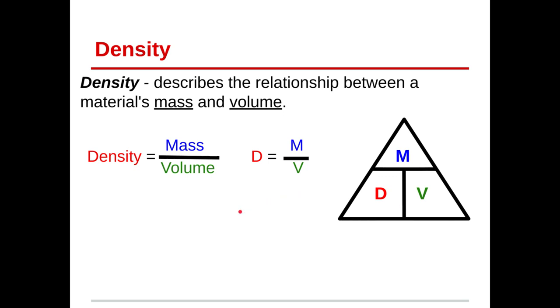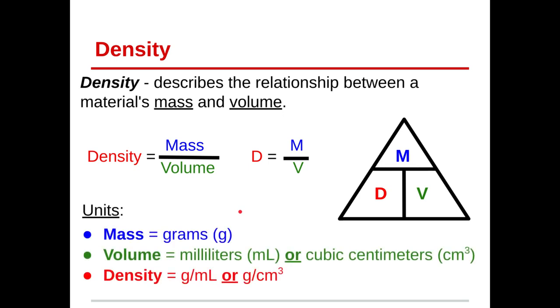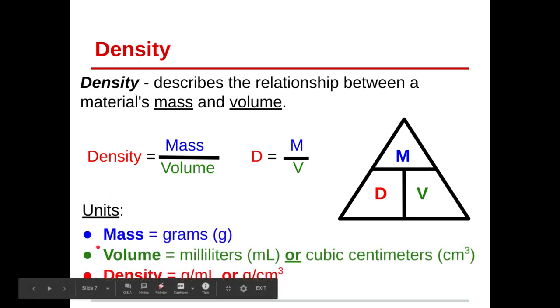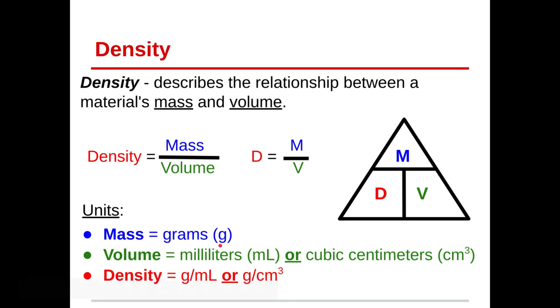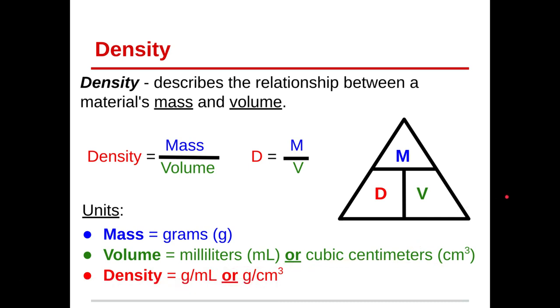Super helpful. So, last thing that I would recommend you write down is the units that we want to use. If you ever see grams on a number, that tells you that it is a mass. If you ever see milliliters or cubic centimeters on a number, that tells you that it's volume.